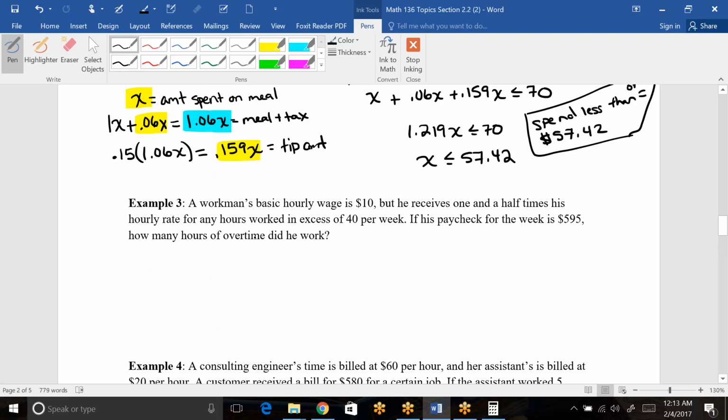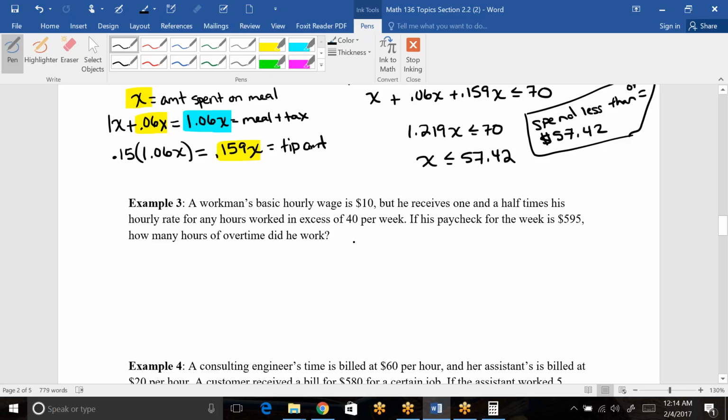For example number 3, we have a workman whose basic hourly wage is $10, but he receives 1.5 times his hourly rate for any hours he works over 40 a week. If his paycheck for the week is $595, how many hours of overtime did he work?